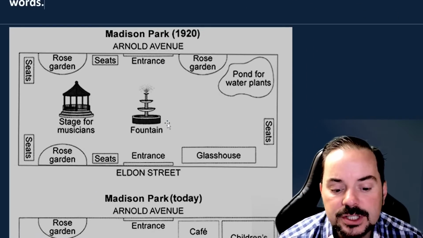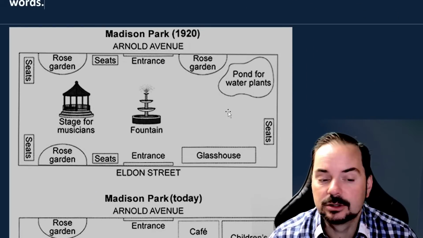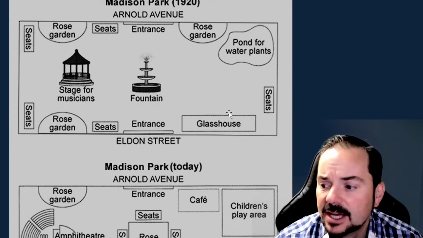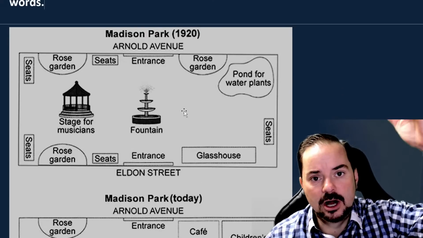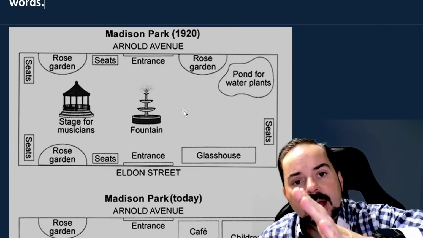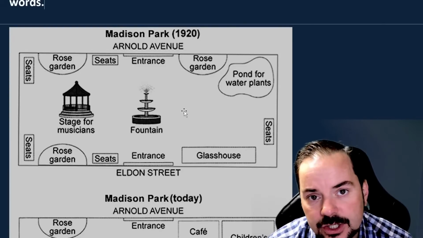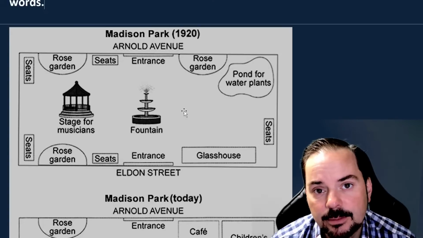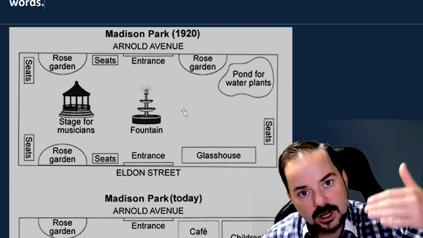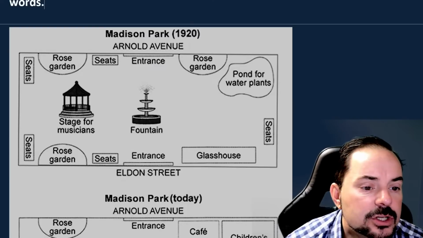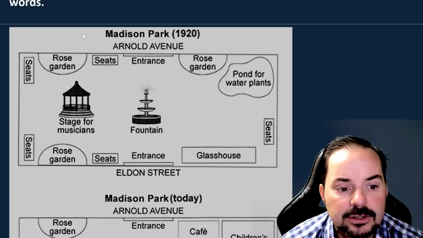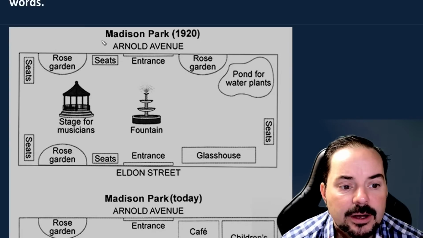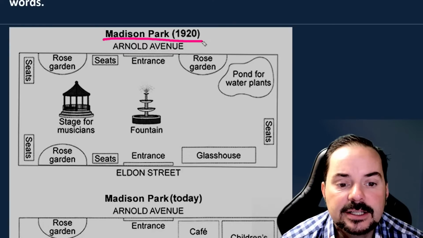So, of course, the next natural step is to take a look at the image. And we got the park here. Always go top down, left to right when you're looking at these graphs or charts. So just like as if you're reading a book, right? It's top down, left to right. So top down, left to right indicates that the title of this diagram is Madison Park in 1920.